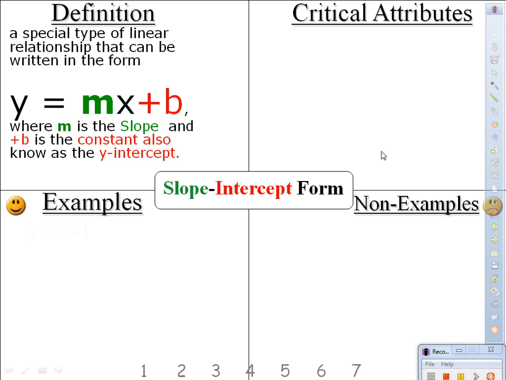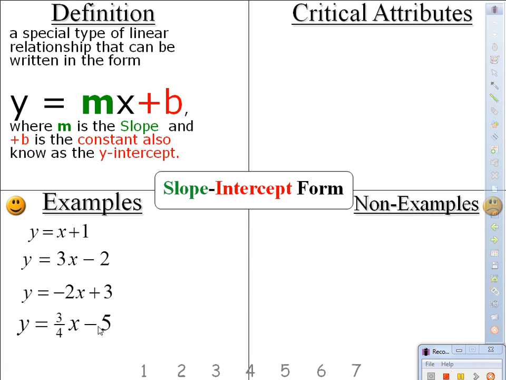Examples. Here we go. Y equals x plus 1. Y equals 3x minus 2. Y equals negative 2x plus 3. Y equals 3/4 x minus 5. 5x plus 2 equals y. And y equals 4x. Copy those.